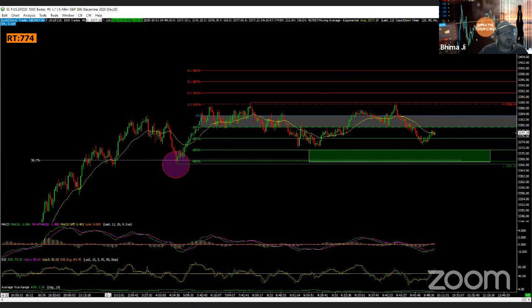Just have to be careful, right? Because the market could very well go without us right now. When it reached here a couple times, it just shot right back up. So we've got to be careful about that.